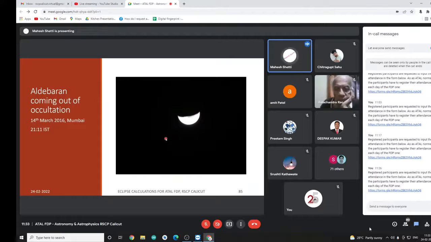If you know that such an occultation is going to happen, typically for the stars around the ecliptic, you can always capture that in your photographs, even if you are not planning for more serious observations.